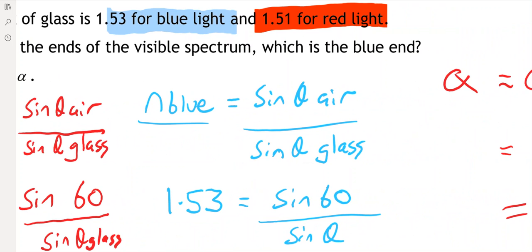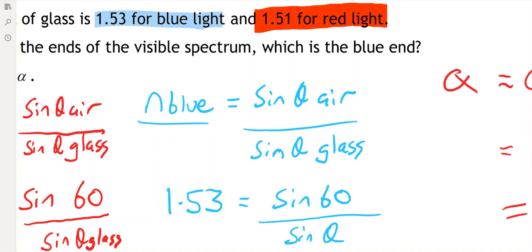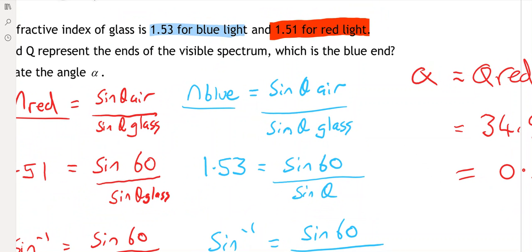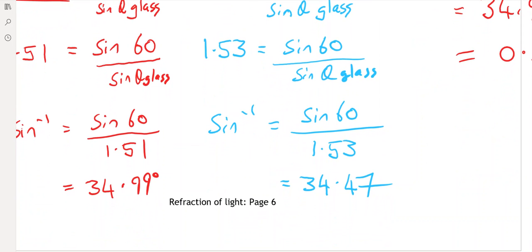So from the question, 1.53 is the refractive index of blue light. So 1.53 is sine 60 over sine of the angle in the glass, because that's our material, our medium 2. So the inverse sine of 60 over 1.53 gives us our angle of 34.47 degrees.